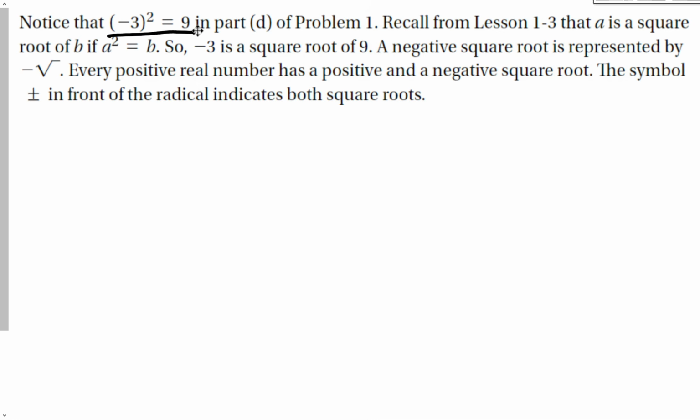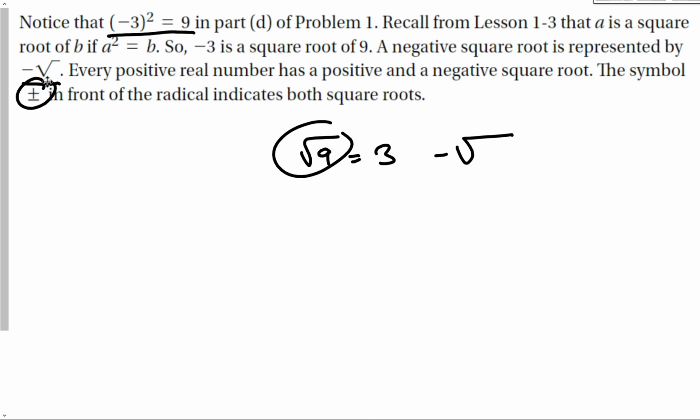But when we see this symbol, the square root symbol, that is just going to be equal to 3, because it means the principal root. If we want a negative square root, we have to put a negative in the front. So every positive real number has a positive and negative square root. That symbol, the plus minus, means both.